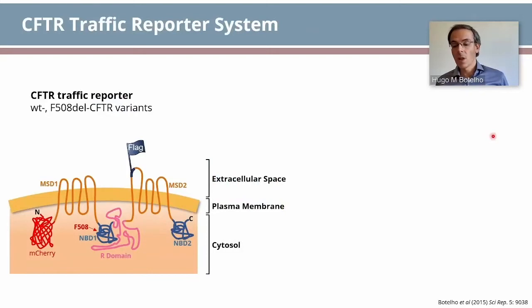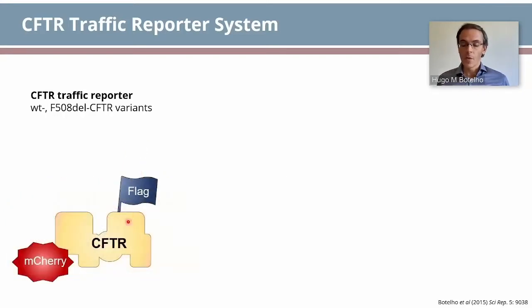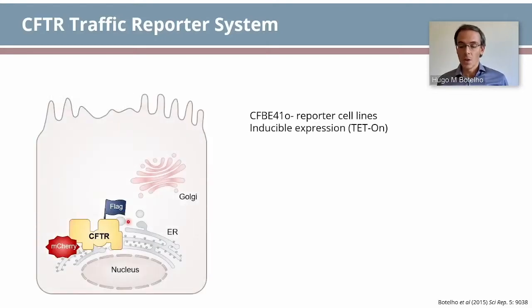Our approach to identify global F508del CFTR traffic regulators was based on a CFTR traffic reporter system we described a few years ago. The CFTR traffic reporter is a double-tagged CFTR molecule containing an mCherry fusion at the N-terminus and a FLAG tag inserted into CFTR's 4th extracellular loop. The traffic reporter is expressed by CFBE cell lines under the control of an inducible Tet-On promoter. Addition of doxycycline to the culture medium triggers expression of the construct, whose total expression can be measured with a fluorescence microscope by the mCherry fluorescence intensity.